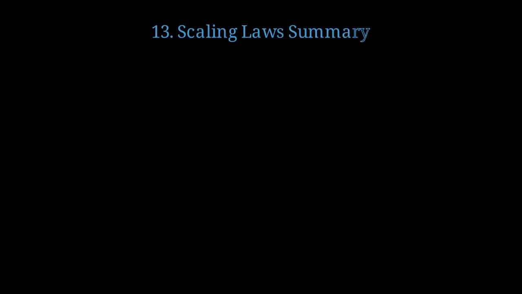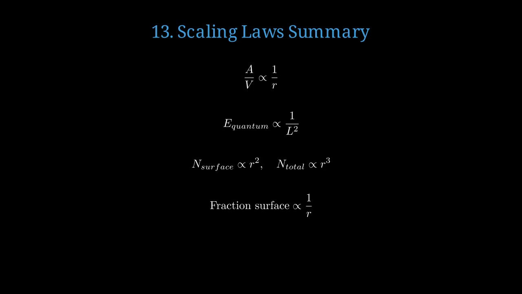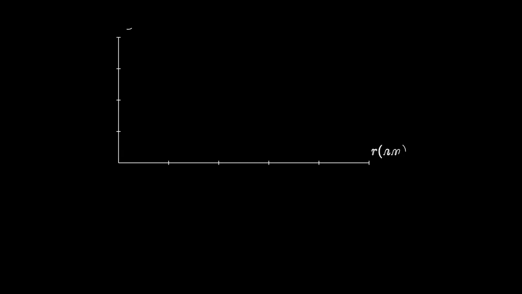Let's summarize the key scaling relationships that govern this behavior. Surface-to-volume ratio scales inversely with particle radius. Quantum confinement energy scales inversely with the square of particle size. Surface atoms scale with radius squared, while total atoms scale with radius cubed. Therefore, the fraction of surface atoms scales inversely with radius, just like the surface-to-volume ratio. All these key properties follow a 1/r scaling law, explaining why smaller is dramatically different.